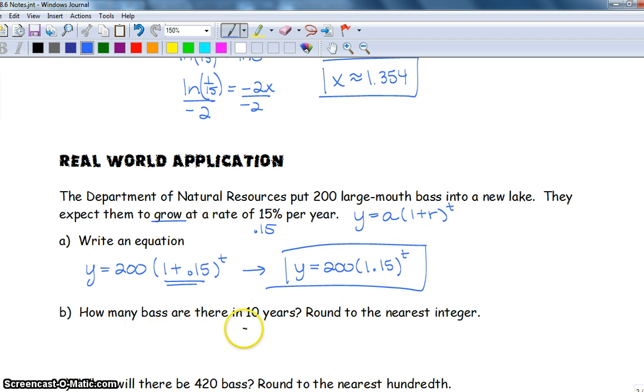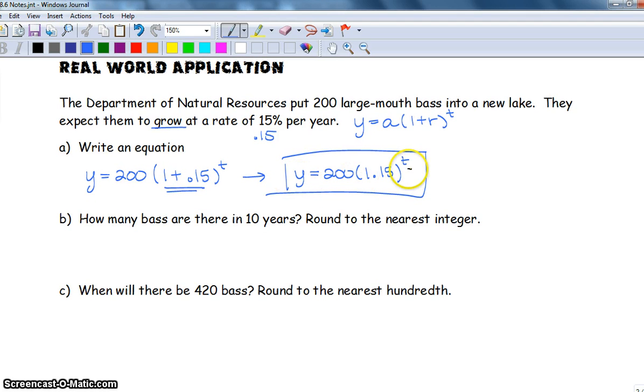How many bass are there in 10 years? So we're given one value. Our equation has two variables. We've got y and t. We replace the variable that represents time, which is your t. So we've got y equals 200 times 1.15 raised to the 10th power.